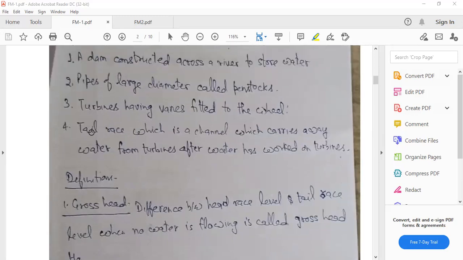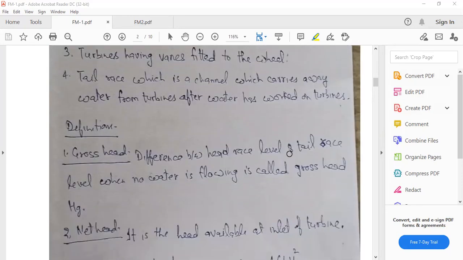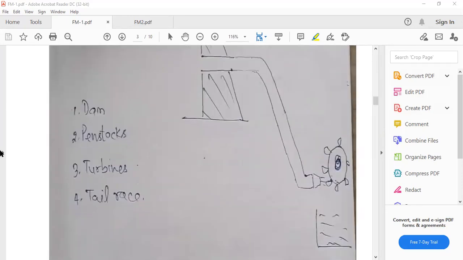Then at last we have the tail race, which is a channel which carries away water from turbines after water has worked on the turbine. Okay. So after the water has worked on this turbine, all the water is collected in this sump, which is known as tail race. Okay, this sump is known as tail race, where the water after working on turbines is collected.